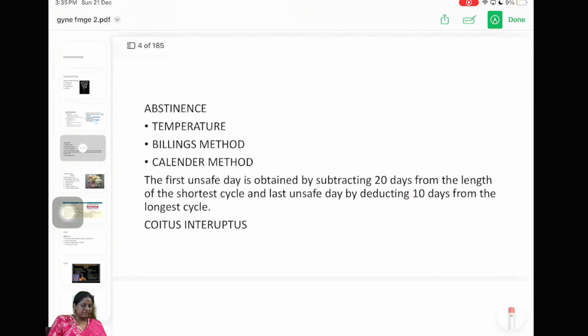Right. So first is going to be abstinence. That is natural methods. Abstinence is the most effective one. And then it is going to be temperature method, Billings method, calendar method, and coitus interruptus.